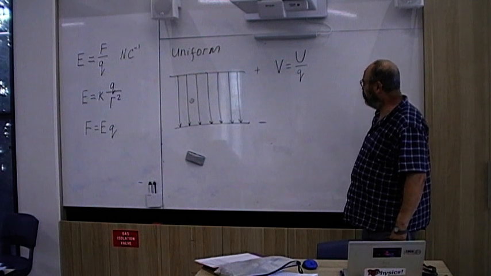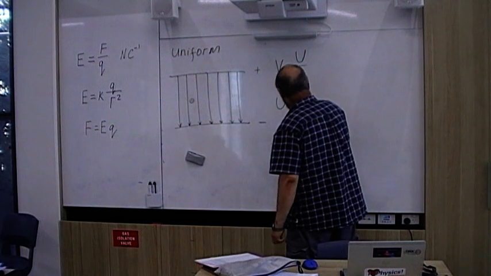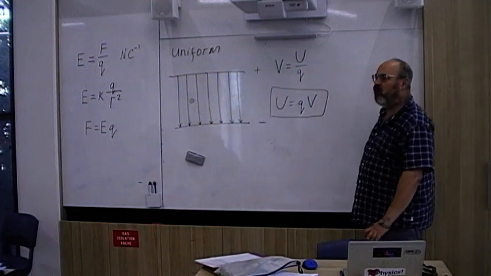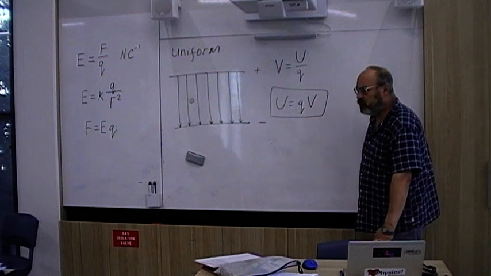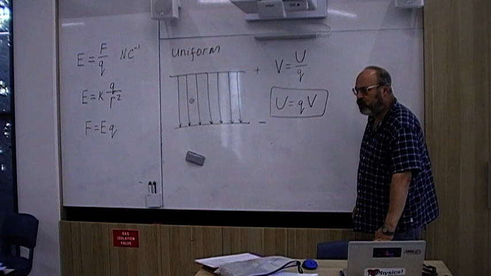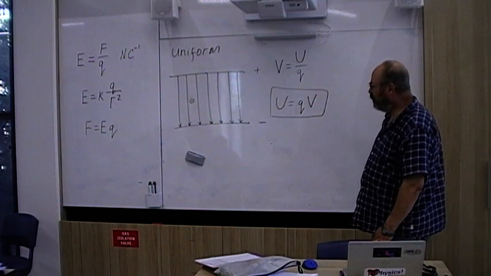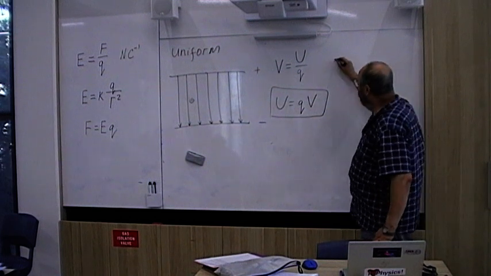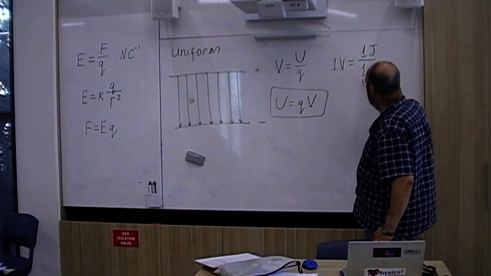So, energy from here, U equals qV. That is the formula for the electric potential energy. Charge times voltage. Is the unit still joules? Yes, energy is still in joules, because 1 volt equals 1 joule per 1 coulomb.